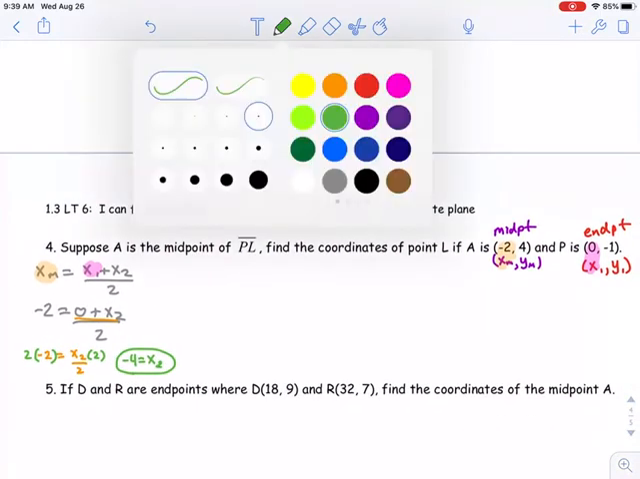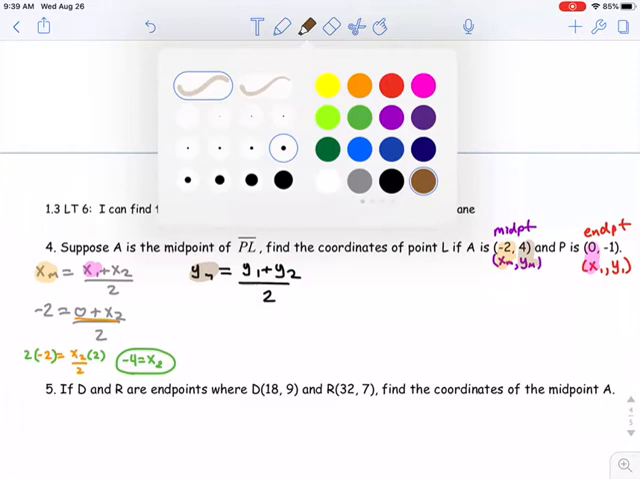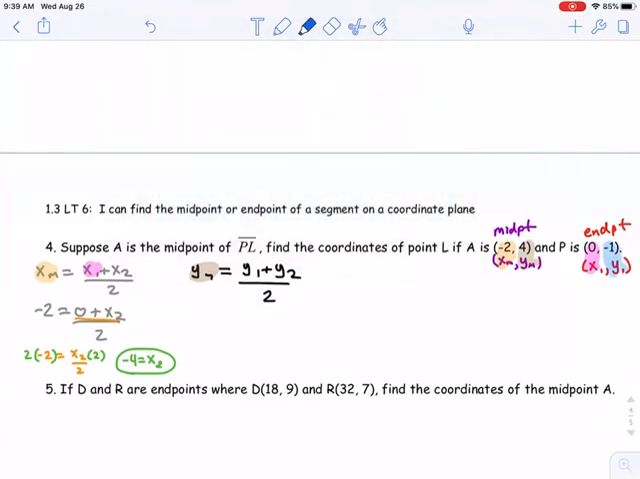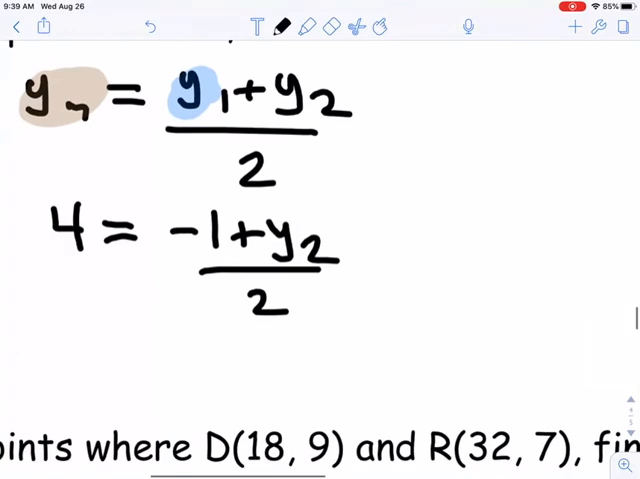So now we're going to do the same things, but for the y's. So I have Y sub M equals Y sub 1 plus Y sub 2 over 2. And then I'm just very tediously going to plug in everything. So I got 4 is the midpoint of my Y, and I got -1 right there. So this is going to look a little different. And we're going to have to go about solving it just slightly different than the x's, because I'm not adding 0 in the numerator over here. So what I like to do is solving this problem right here.